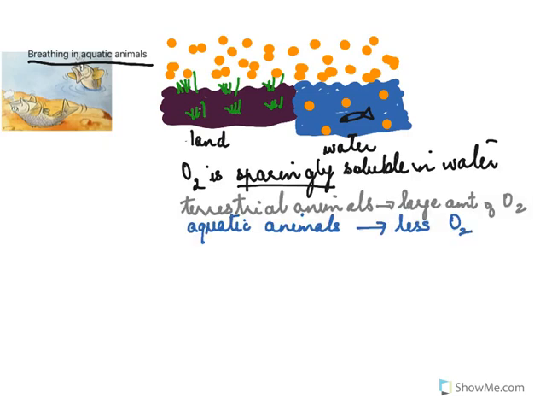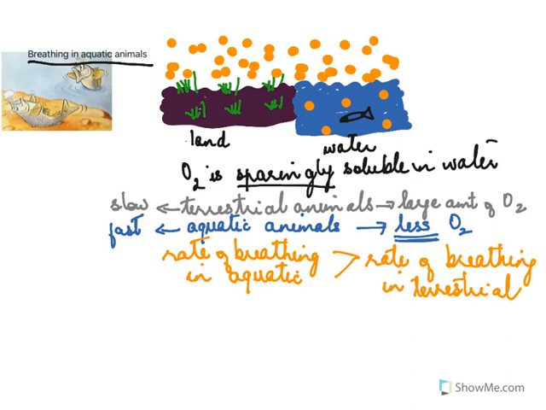So since in terrestrial animals a large amount of oxygen is available, their breathing need not be fast. They need not breathe fast. They breathe slower. But aquatic animals, since the amount of oxygen available to them is less, they need to breathe faster. So from here we can say the rate of breathing in aquatic animals is much larger than the rate of breathing in terrestrial animals.